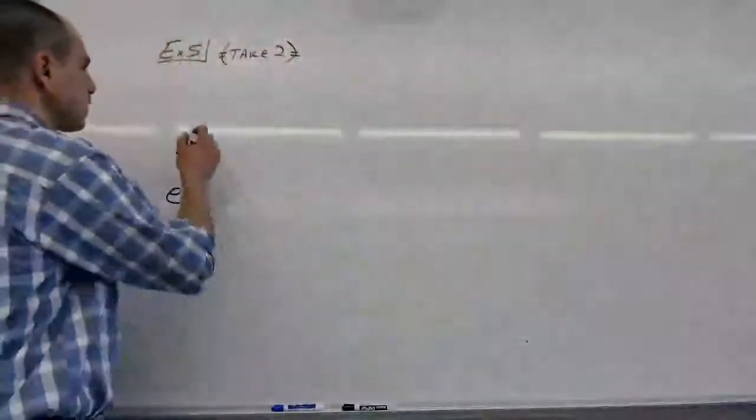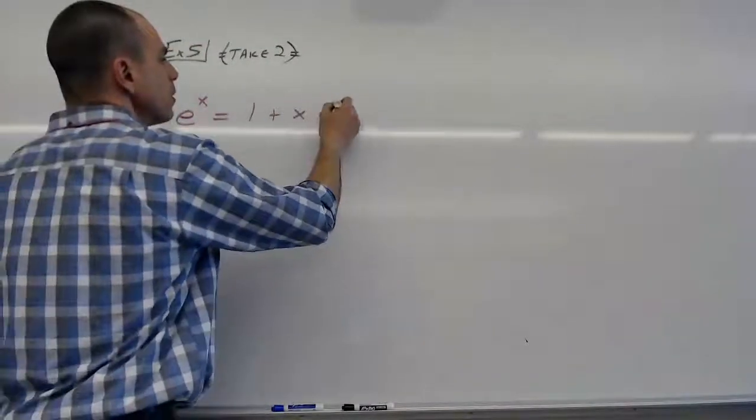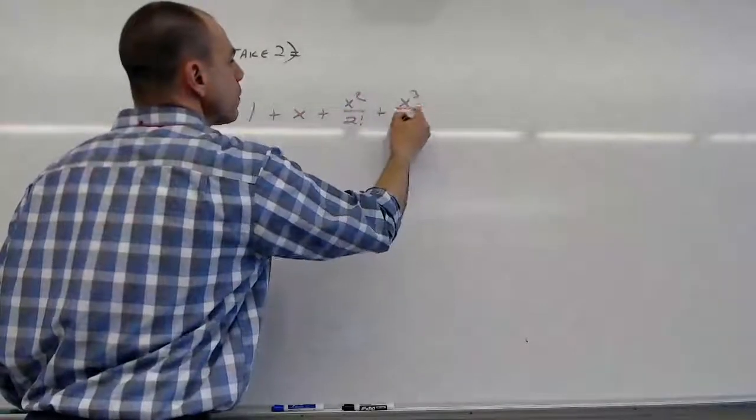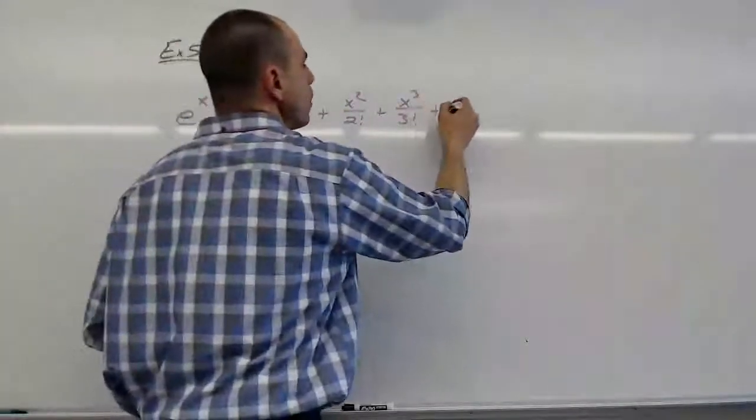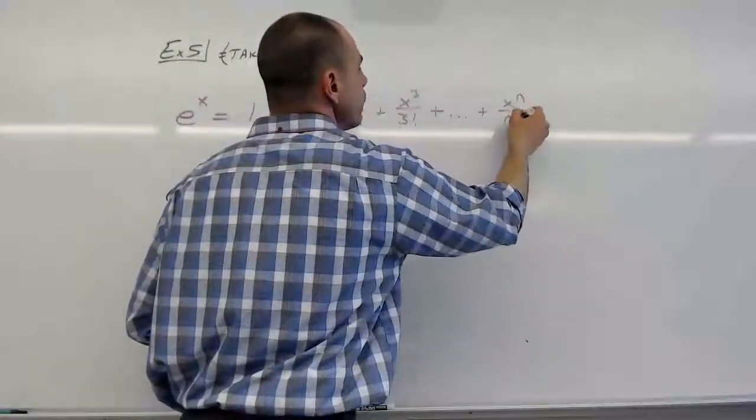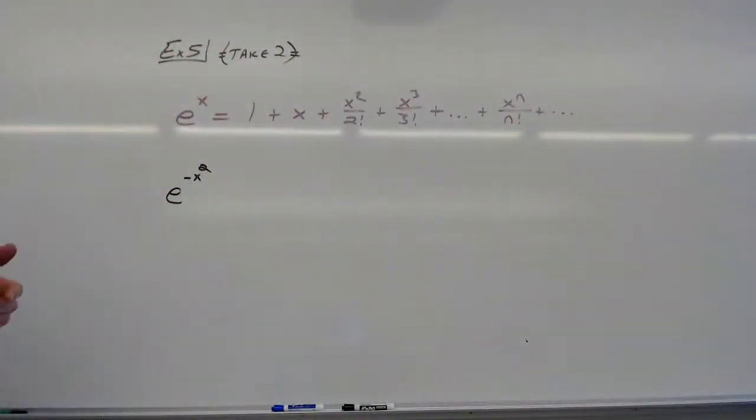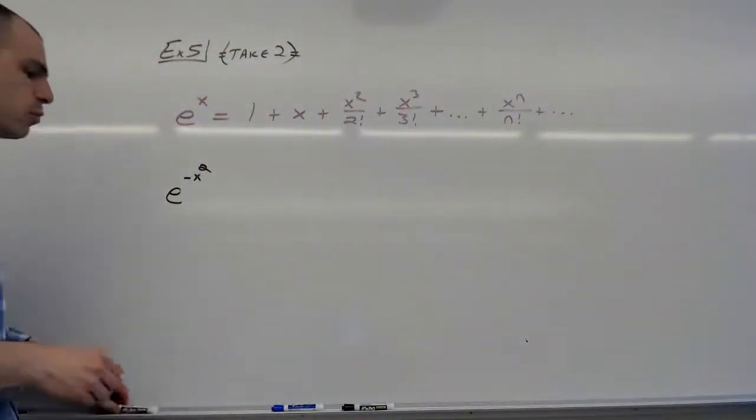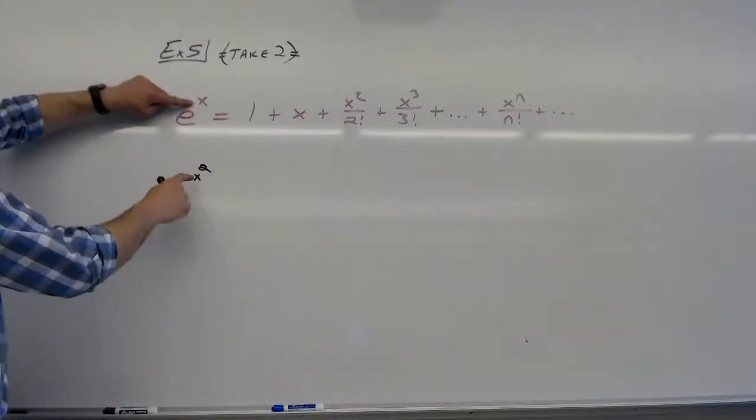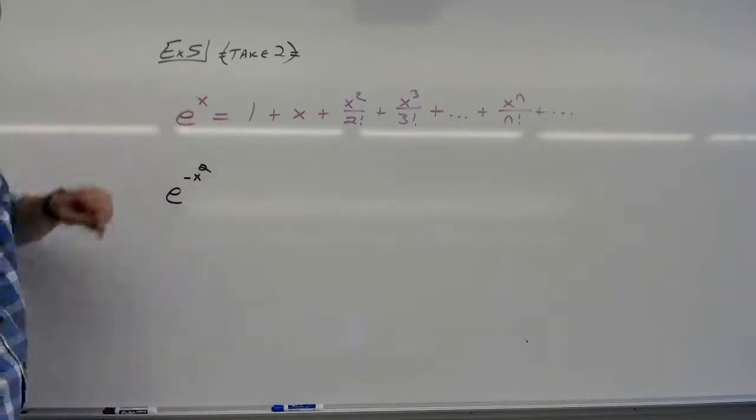So let's put e to the x on the board again. E to the x, remember, is 1 plus x squared over 2 factorial plus x cubed over 3 factorial plus so on and so forth. And then we had x to the nth over n factorial. Well, if I want e to the opposite of x squared, what's the difference between here and here? Well, I just plug in the opposite of x squared into every spot that I see an x.